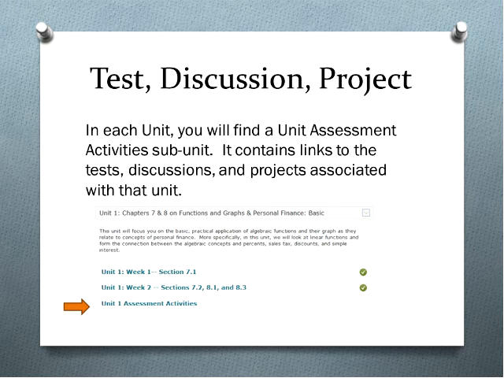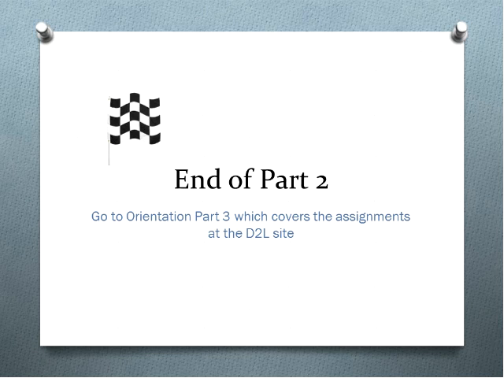Also, if you're looking for tests, discussions, and posts, with each unit you will find a unit assessment activity subunit. It contains links to the test, the discussions, and the projects associated with that unit. Those are the graded items. Here I've got an arrow pointing to that, the last thing. Notice there's no check mark there, so that means I haven't completed that. We'll talk more about the tests, discussions, and posts in the 3rd part of our orientation. Okay, so that ends the general overview of the V2L site.